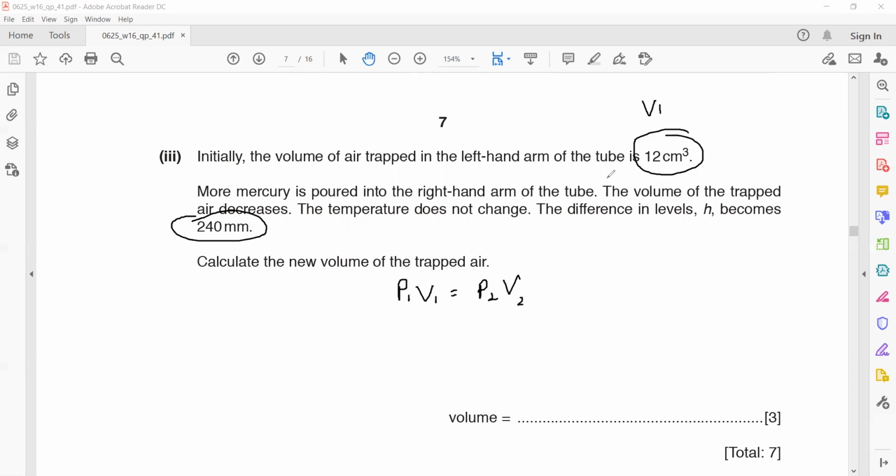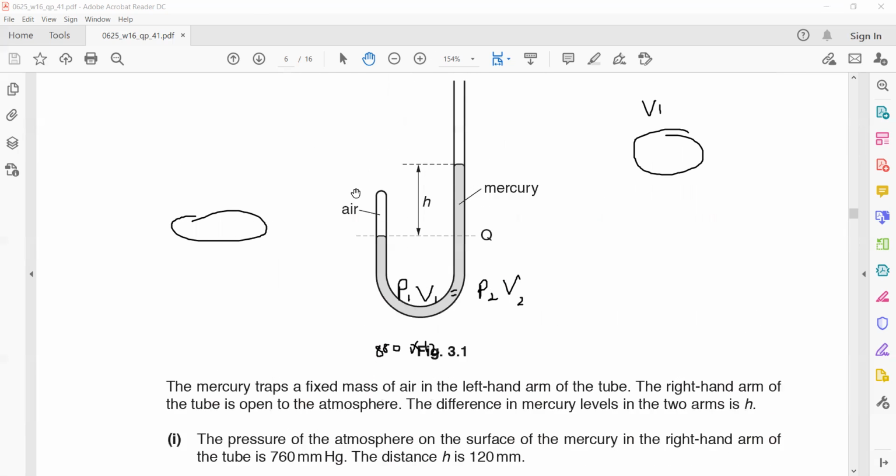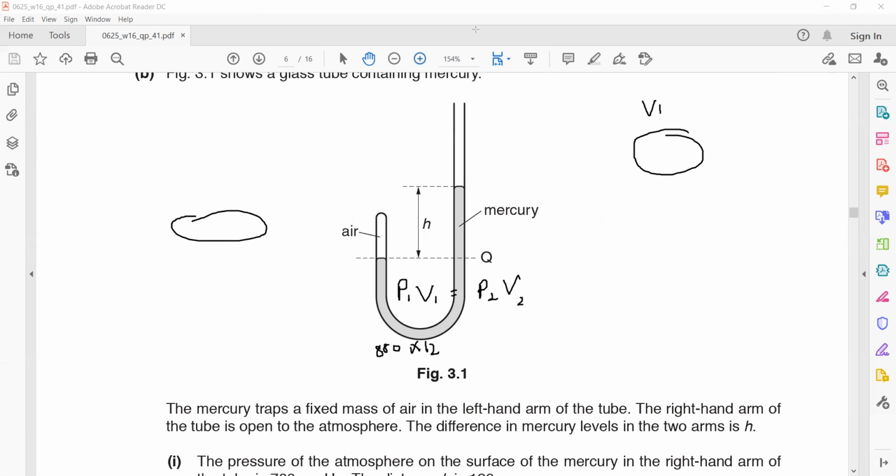P1 is the first pressure. Initially the volume was 12, and the pressure was 880, because the initial volume of air trapped in the left arm is 12 cm³. So the volume is 12 cm³, and the pressure was 880 as we worked out. Then they add more mercury, so this H now changes to 240.